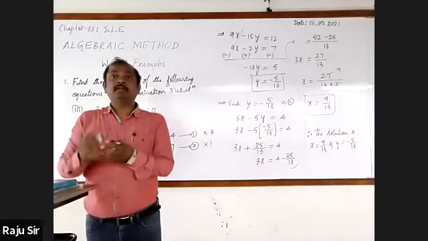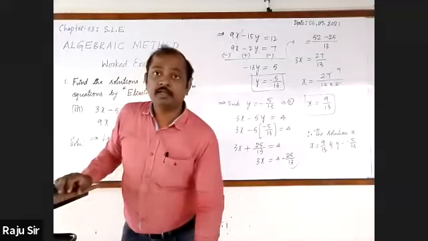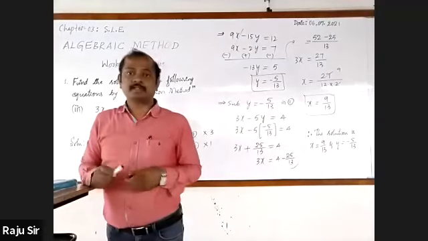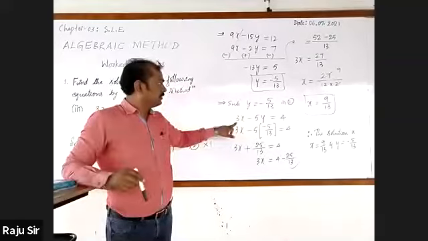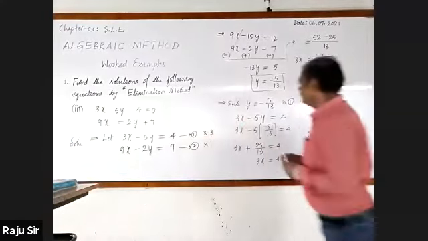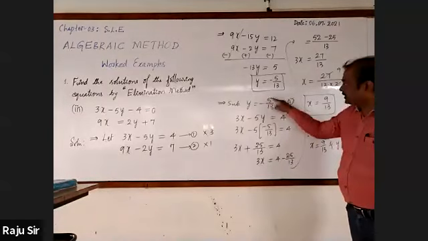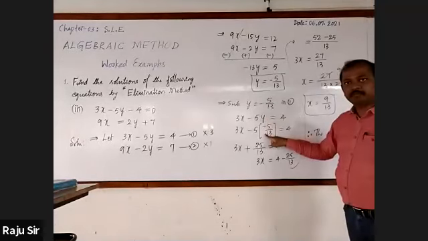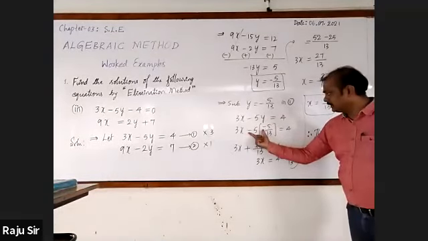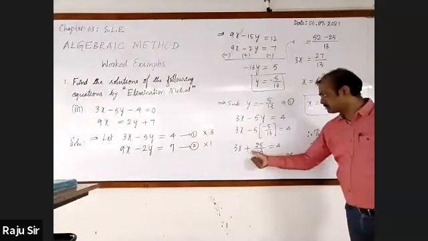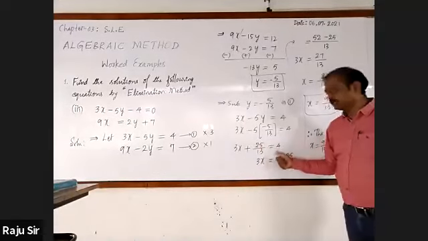If you have any doubt regarding the elimination method, please ask. Sir, this one, 3x minus 5y. Explain that, sir. 3x minus 5y equal to 4. This is the first equation. Just we have substituted minus 5 by 13 in place of y. Then multiply the sign. Here minus into minus is plus 25 by 13.